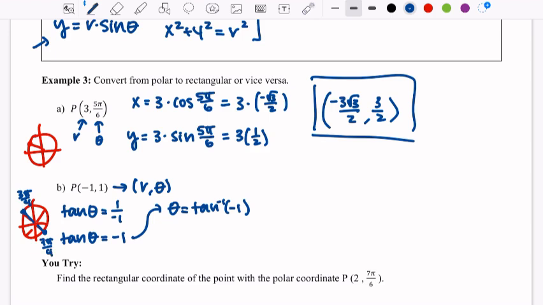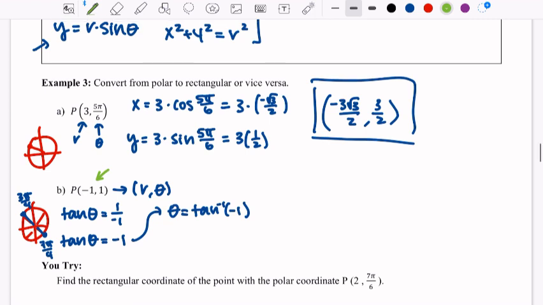Now I know what you're thinking. There are 2 of them. Which one? Do we have 2 polar coordinates? Well, we have to think about where our original point was. Negative 1, positive 1 is here, where x is negative and y is positive. So the value of theta that we're looking for is 3 pi over 4. Okay, so we have that.